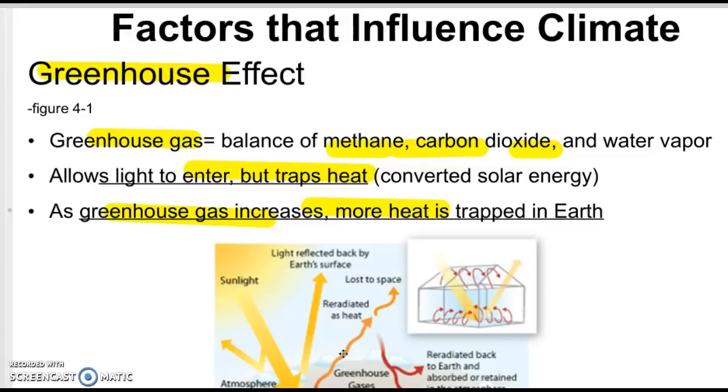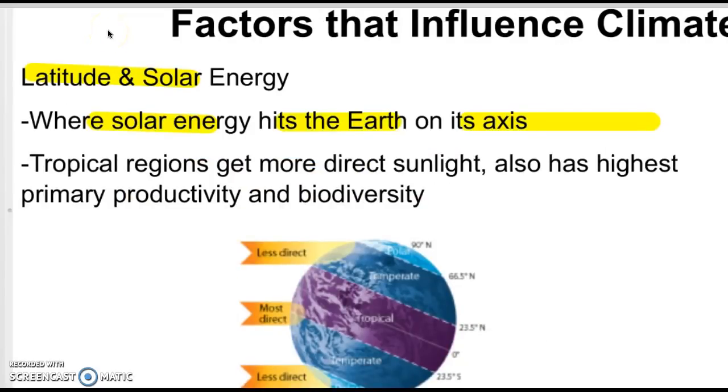However, there's been an increase in the greenhouse gas layer over time, and so more heat is getting trapped. And that's when you hear information in social media about climate change and whether things are changing with climate and temperature. All right, some other factors include latitude and solar energy.